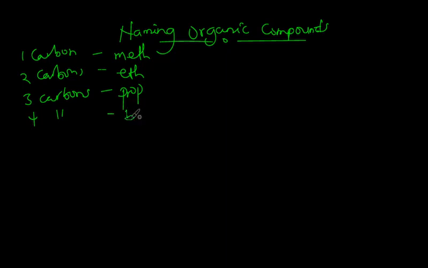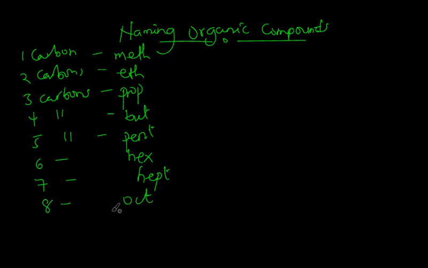But. Five carbons, then we have what? Pent. Six carbons, we have what? Hex. Seven, we have hept. Eight, we have oct. Nine, we have what? Non. And then ten, we have dec.